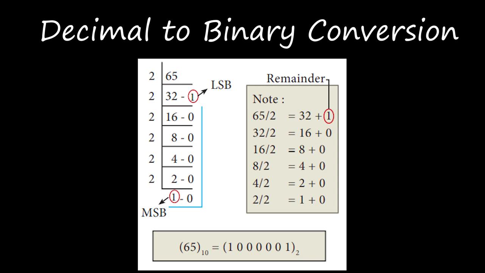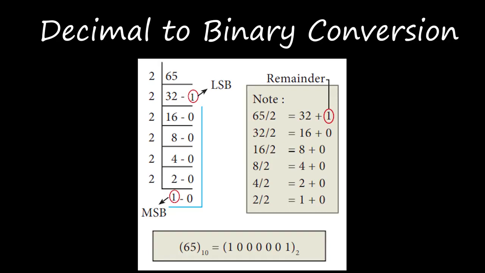Okay, here they have given it clearly inside this note also. 65 divided by 2 is 32 and 1 remainder. Right, and again 32 divided by 2 is 16 plus 0 remainder. 16 divided by 2 is 8 plus 0 remainder. And again 8 divided by 2 is 4 plus 0 remainder.